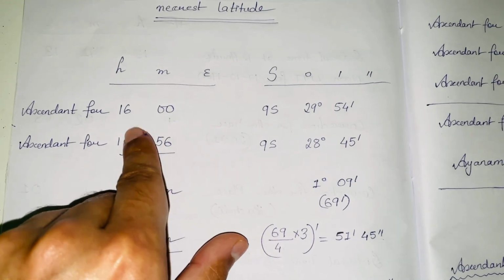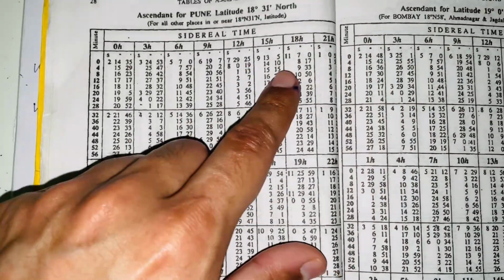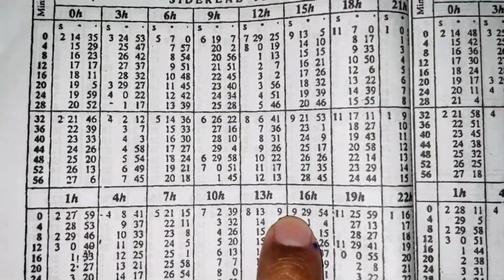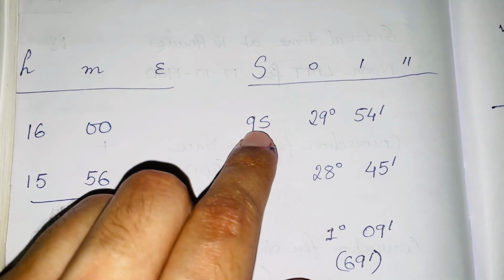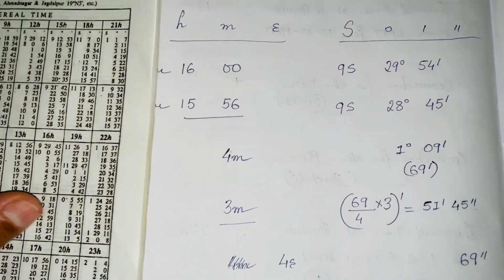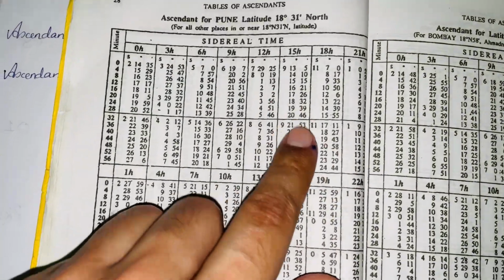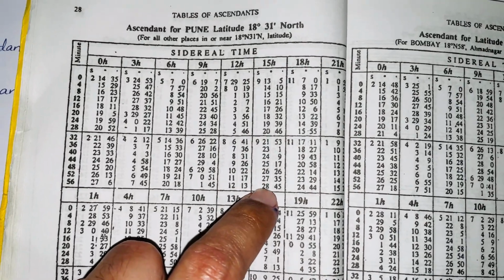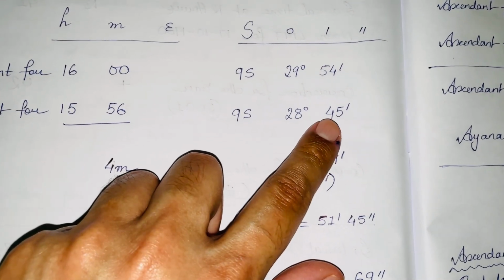So now, for 16 hour 00 minute, what is that value over here? Ascendant value. For 16 hour and 00 minute, it is 9 sign past 29 degree 54 minute. That is what I have written, 9 sign past 29 degree 54 minute for 16 hours. And what is the ascendant for 15 hour 56 minute? It is 9 sign past 28 degree and 45 minute.